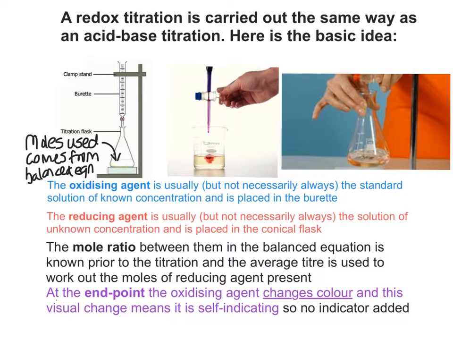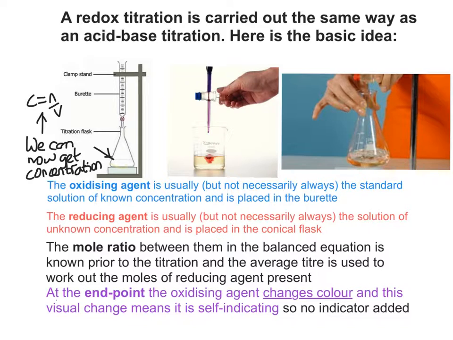The moles used of your other solution, the solution in the conical flask, comes from the balanced equation. We also know the volume that we put in the conical flask. So if we know the volume in the conical flask, and we've just worked out the number of moles that were used, we can now work out the concentration by rearranging n equals c times v, so it's c equals n over v.